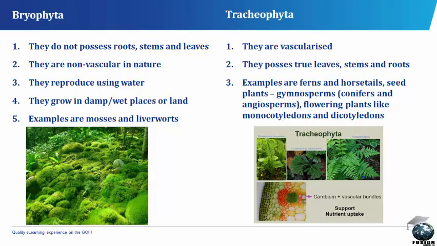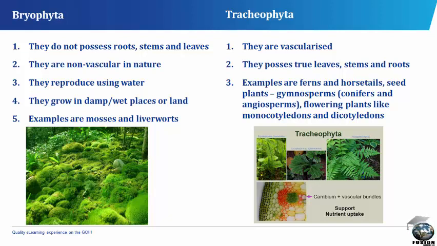The Bryophyta. They do not possess roots, stems, and leaves. They are non-vascular in nature. They reproduce using water. They grow in damp or wet places or land. Examples are mosses and liverworts.